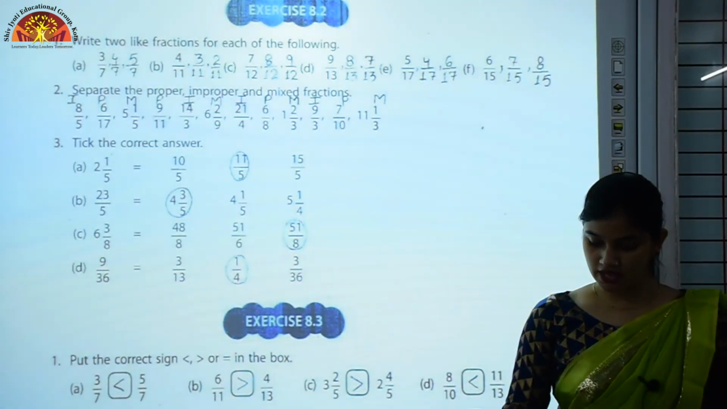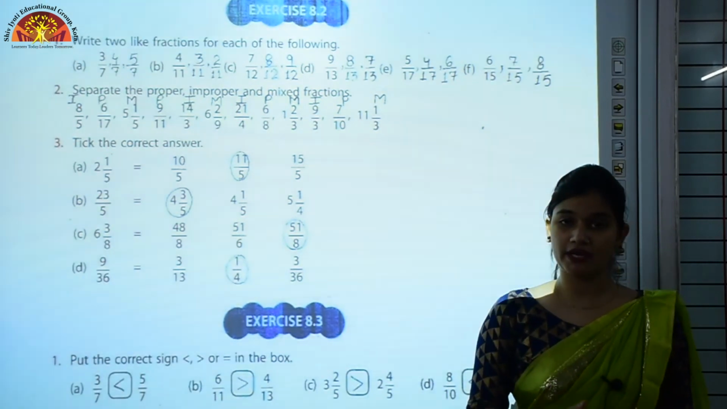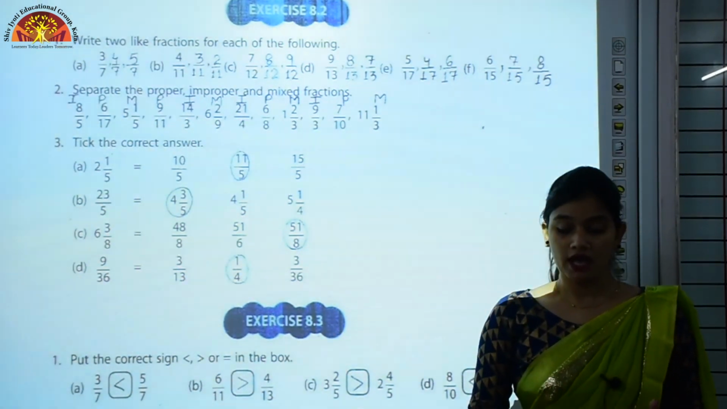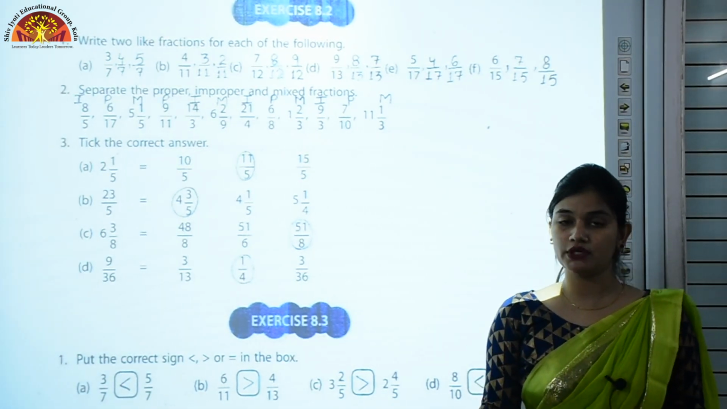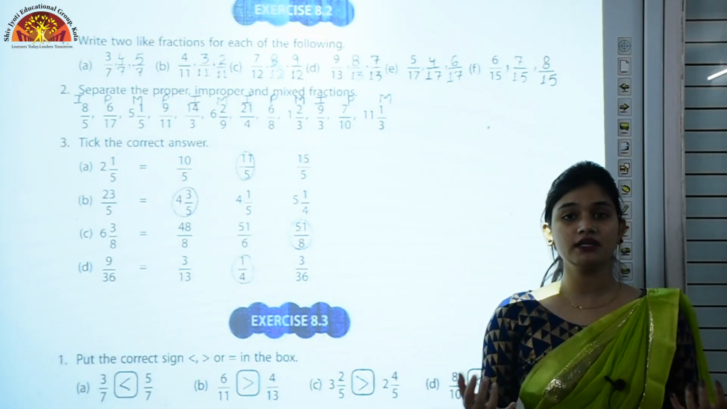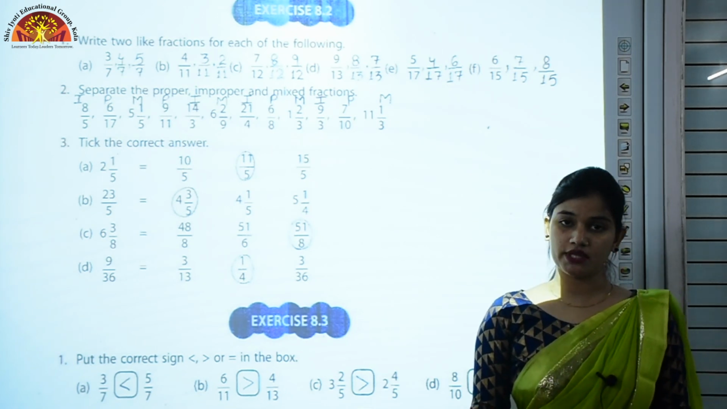So here we have seen how we can find equivalent fractions by dividing and by multiplying, how we can convert mixed to improper fraction and improper to mixed fraction, and what the types of fractions are. I hope you understood it well. Thank you.